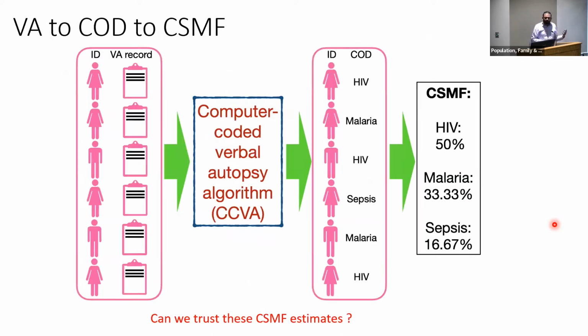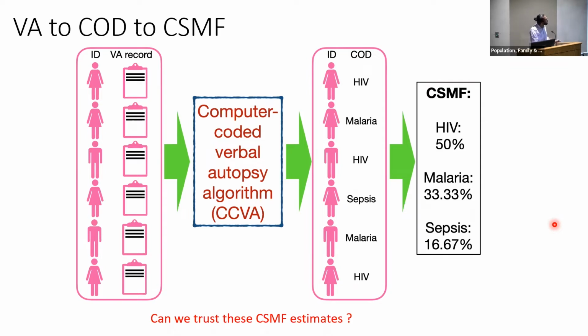When we started working on this project, we knew that there were verbal autopsy software out there that can give us a cause of death starting from the questionnaire. And we thought, okay, this is a simple enough project. We'll pass each record through one or multiple of these software, get the predicted cause of death, and simply aggregate that to get the cause-specific mortality fraction. That seems like a simple enough exercise.